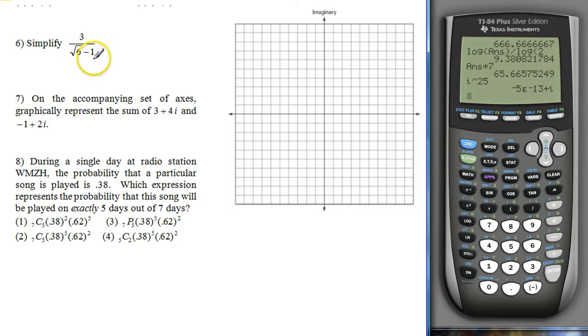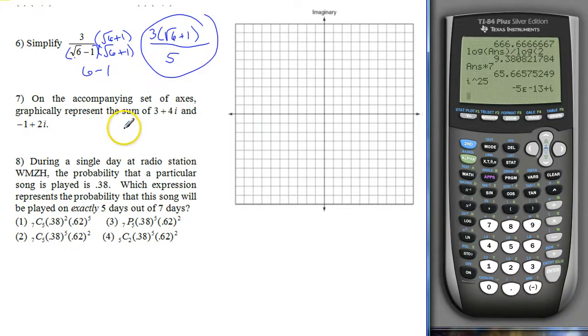Number 6 says simplify. Sometimes they'll say rationalize because that's what you're supposed to do. So it's rad 6 plus 1, up and down. And it's nice and easy. So rad 6 times rad 6 is 6, plus rad 6 minus rad 6 cancels out. So I get -1. That's why there's a 5 downstairs. You don't have to distribute the top. I would just leave it so you don't screw it up. That's the answer.